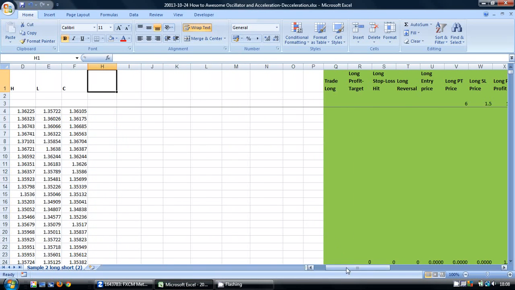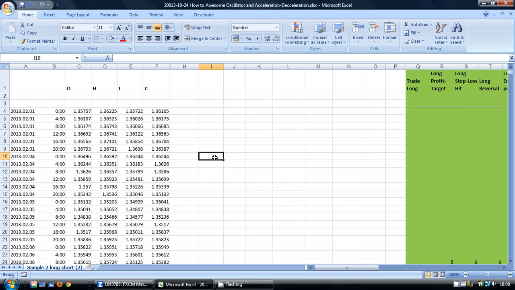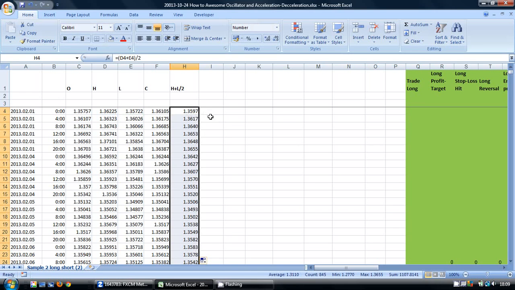Got a spreadsheet in front of me here with some historic price data, and I'm going to calculate in this first column here the average price for that period, and this is calculated by taking the high plus the low and dividing it by 2. So we put the sum in here equals the high plus the low, and put this in brackets and divide it by 2. So there we now have the average price, and if we click on the bottom right hand corner, we'll copy this down to the cells below.